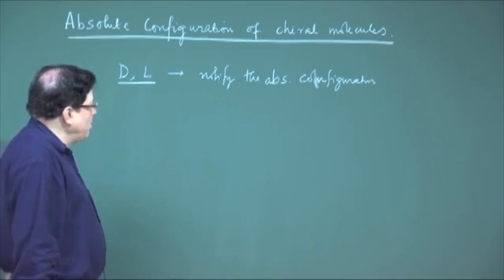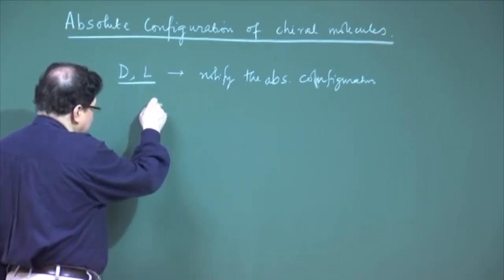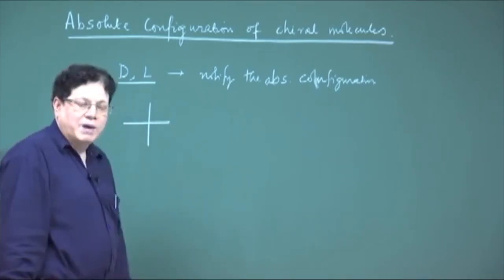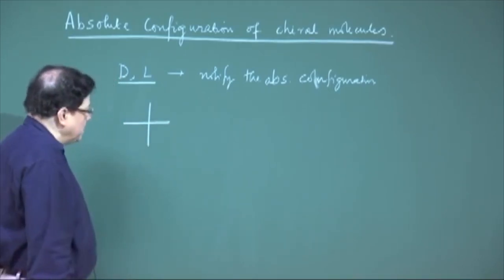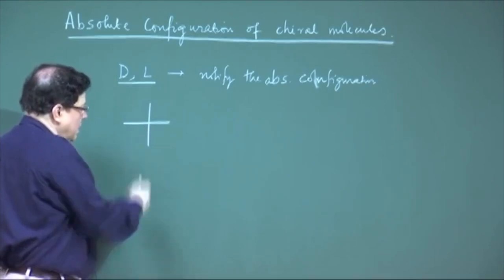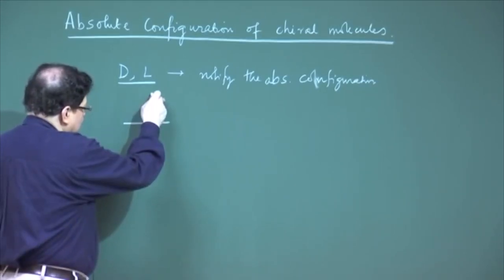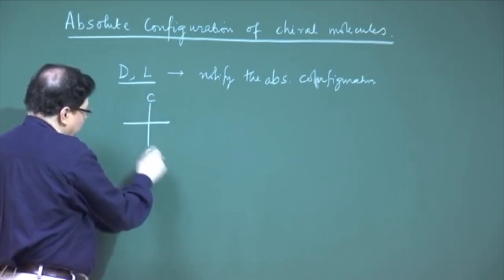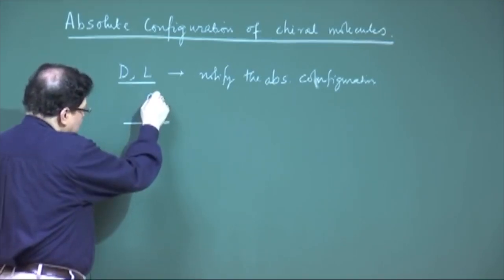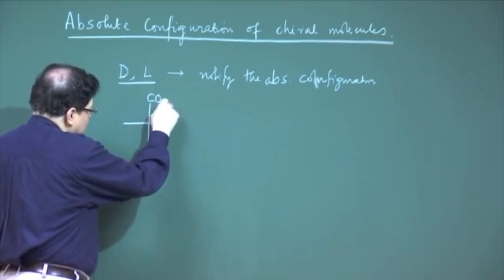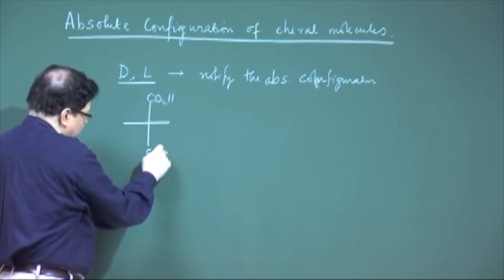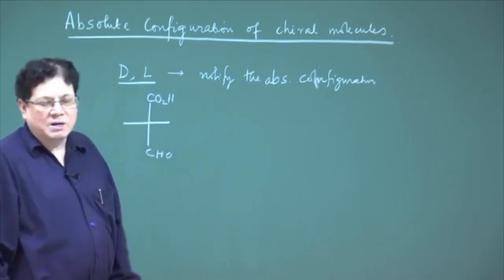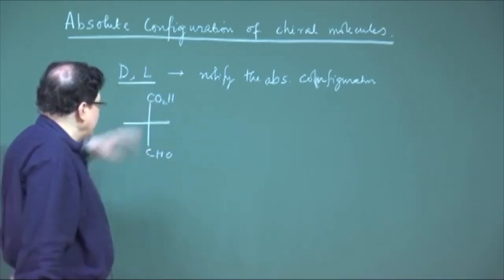Now, the problem with this configuration: I will just repeat what it is. If you have a chiral molecule and you write it in the Fischer projection formula, that means the two-dimensional formula, you should write it in a proper way. Suppose there are two carbons, the top one should be at the highest oxidation level, say between CO2H and CHO. CO2H is a higher oxidation level than CHO, so you put the CO2H at the top.